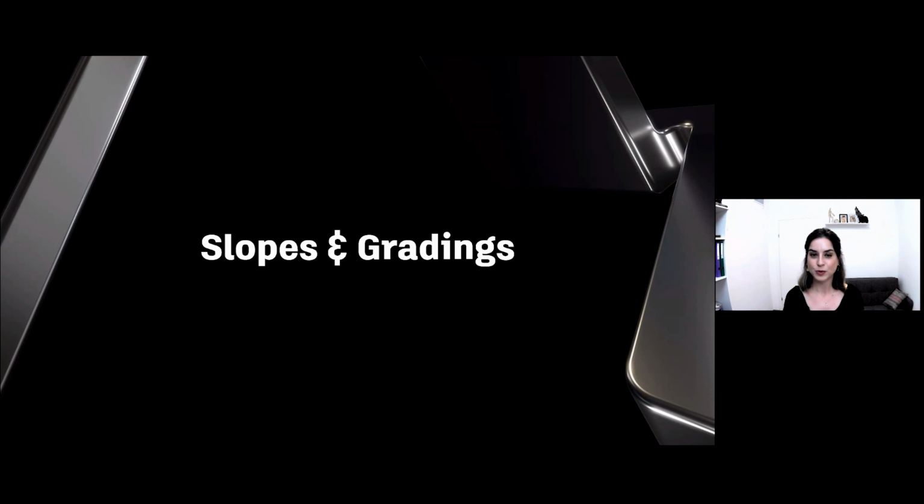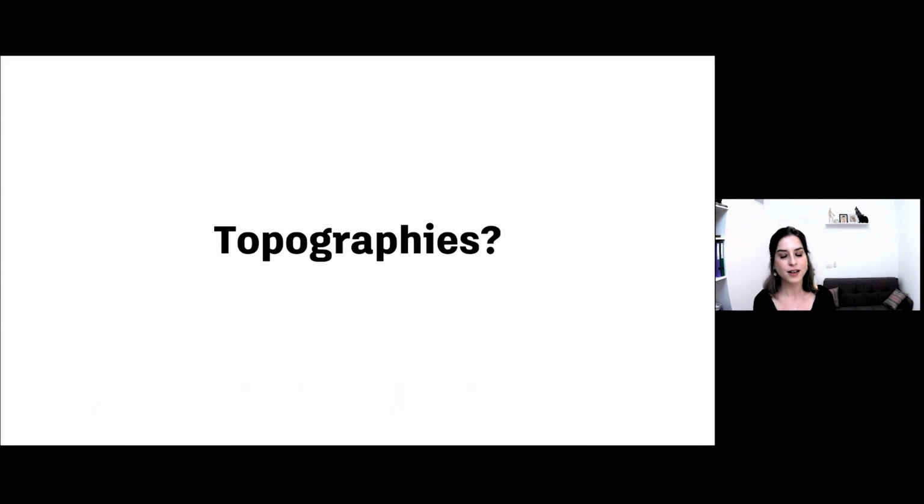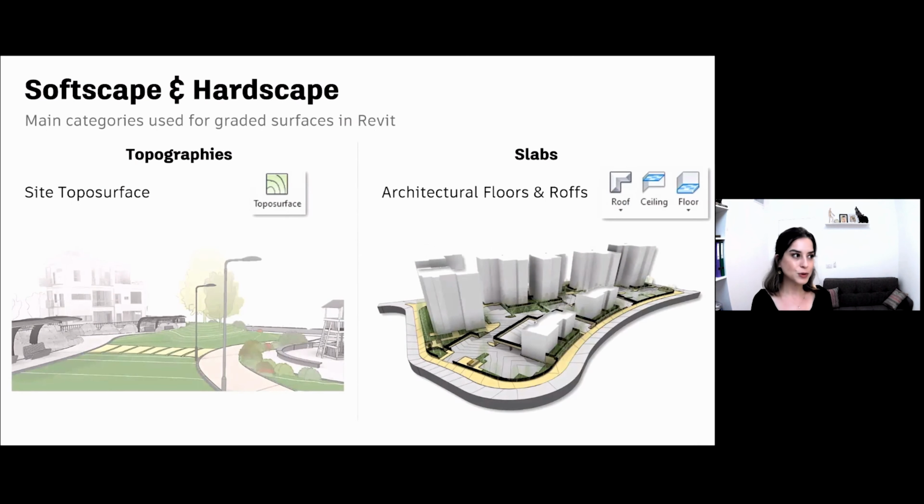We're going to start by talking about slopes and grading. Now, whenever people talk about landscape in Revit, they're talking about topographies. But for us, we are talking about softscape and hardscape. So the main categories that we like to use are both topographies and slabs.